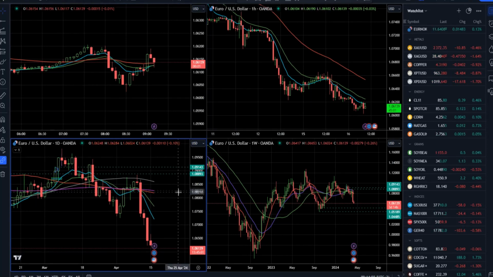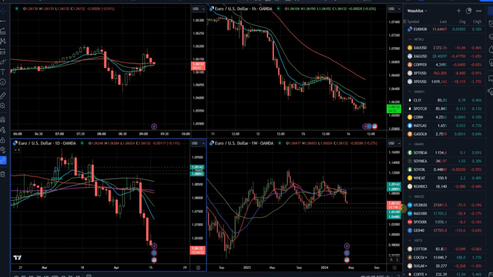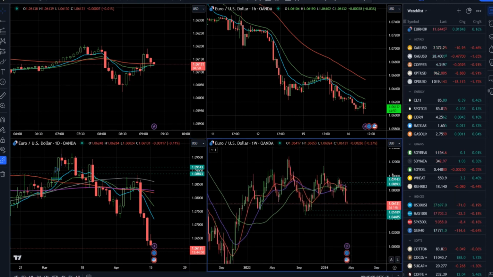What we have here is the strong downside momentum that is going on the Euro dollar. Basically, the dollar index is on strong upside momentum, which is really helping the Euro to go downside because of that inverted relation with the dollar index.